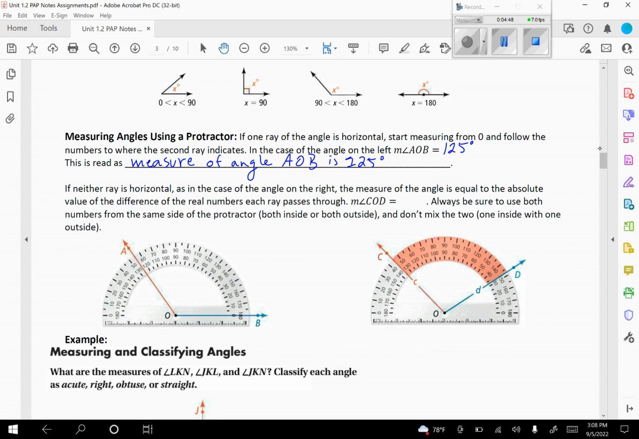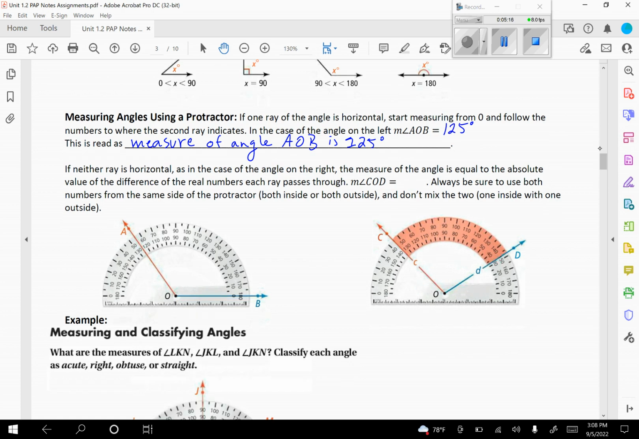Because angles are measured in degrees, just be careful. If you're starting down here, we know that ray OB is at 0, so I need to use the inside numbers. So 0, and I'm measuring up, up, up, up, up, because the angle is getting bigger, is 125. In this case, if you're starting over here at ray OB, you would not want to start with the 180 and go there. That would not be the right one. On this one, we have to use the inside numbers.